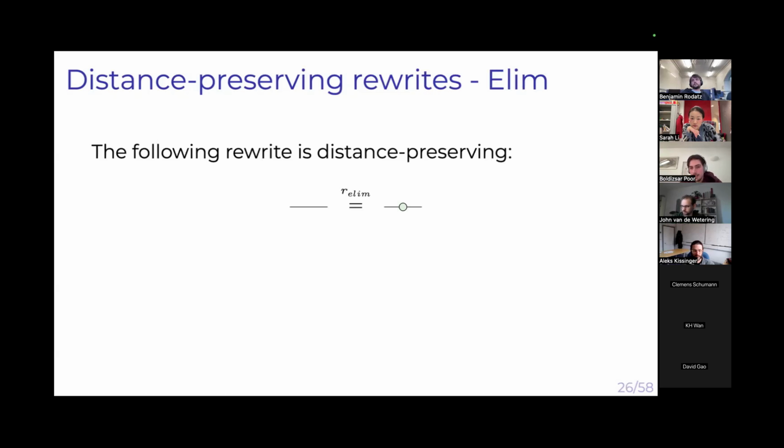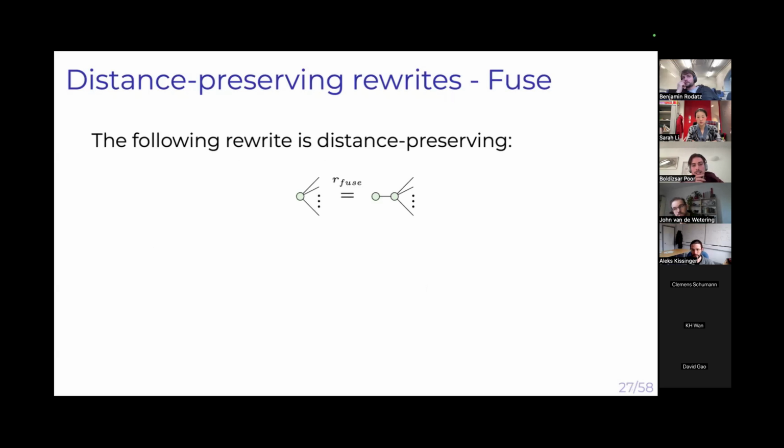And then let's look at a couple of simple examples. So the first one, which is a very simple example, is just the elimination or the identity rule. So if we have just a single spider with 0 phase, then it's equal to the identity wire. And this is distance preserving. Why? Because any kind of error we place in this diagram or this diagram will correspond to the same number of errors.